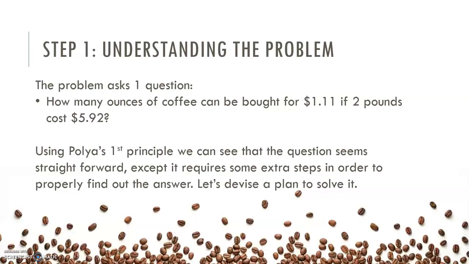Step 1 is understanding the problem. So let's take a look at it again. It asks, how many ounces of coffee can be bought for $1.11 if 2 pounds cost $5.92? Using Polya's first principle, we can see that this question seems pretty simple, but if we look closely, we'll notice that it requires a bit of extra work to solve it. So let's devise a plan.